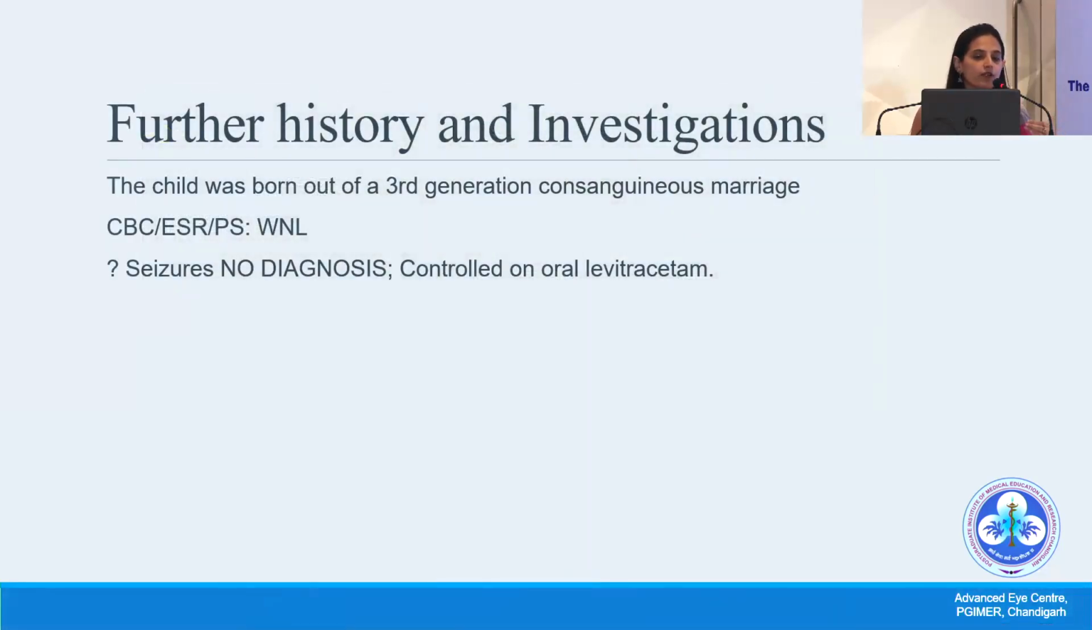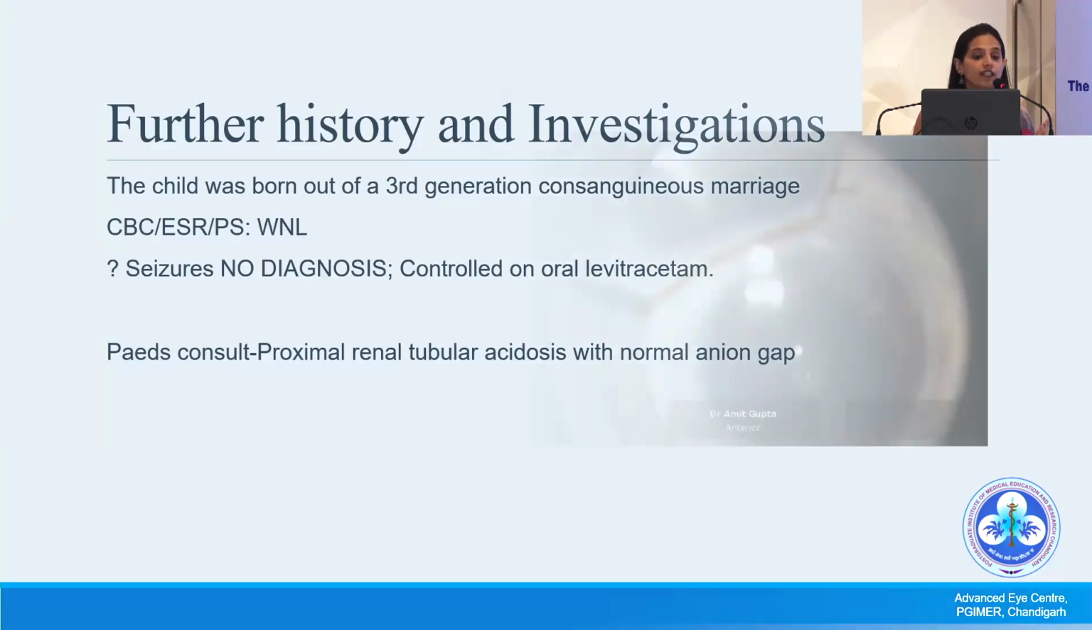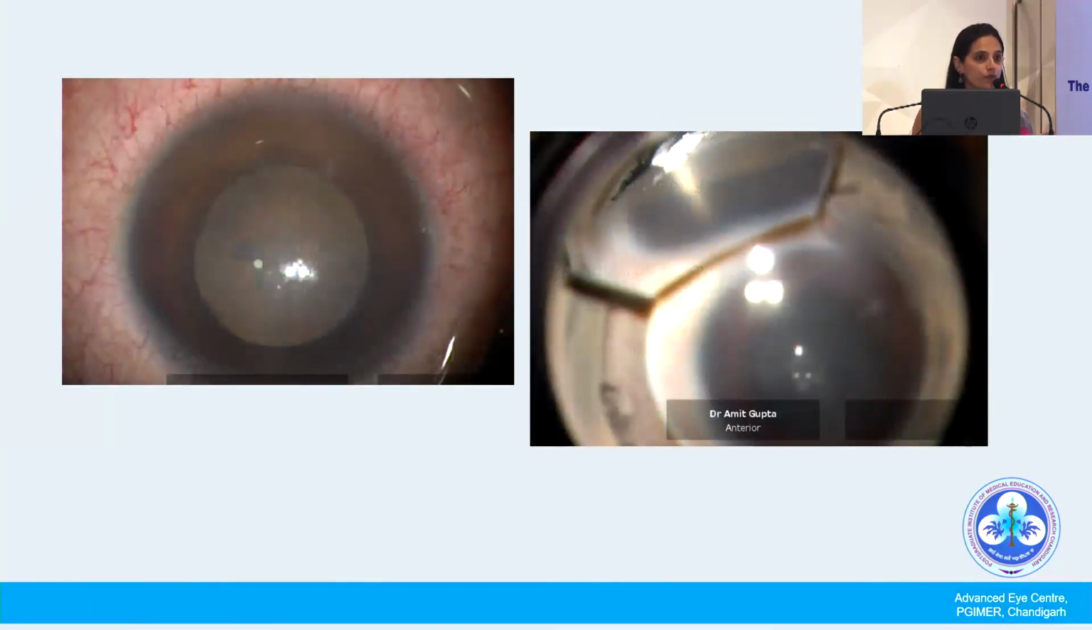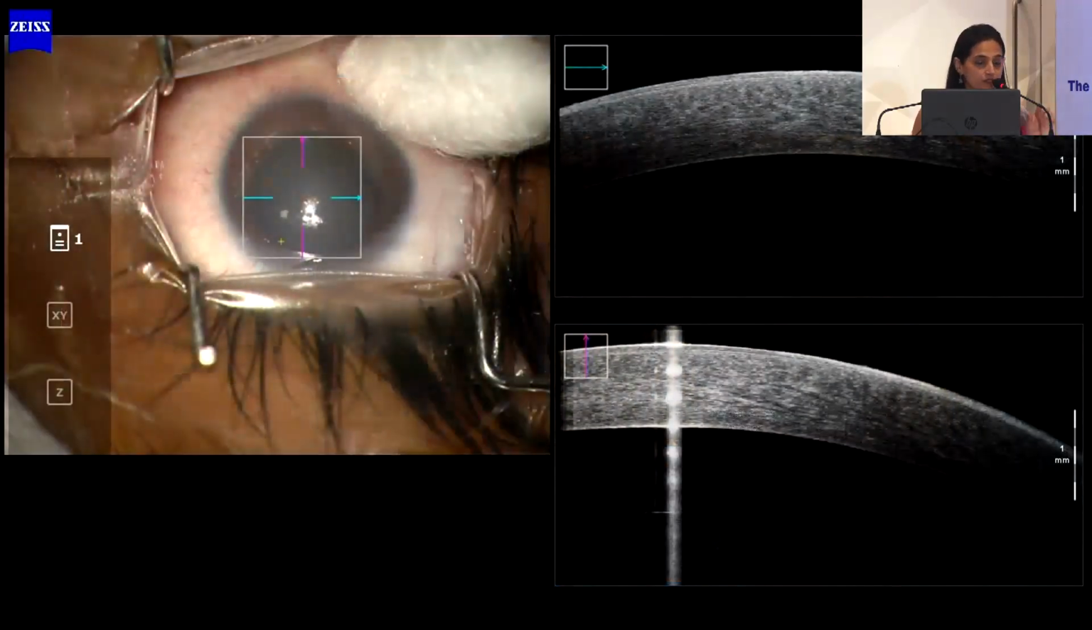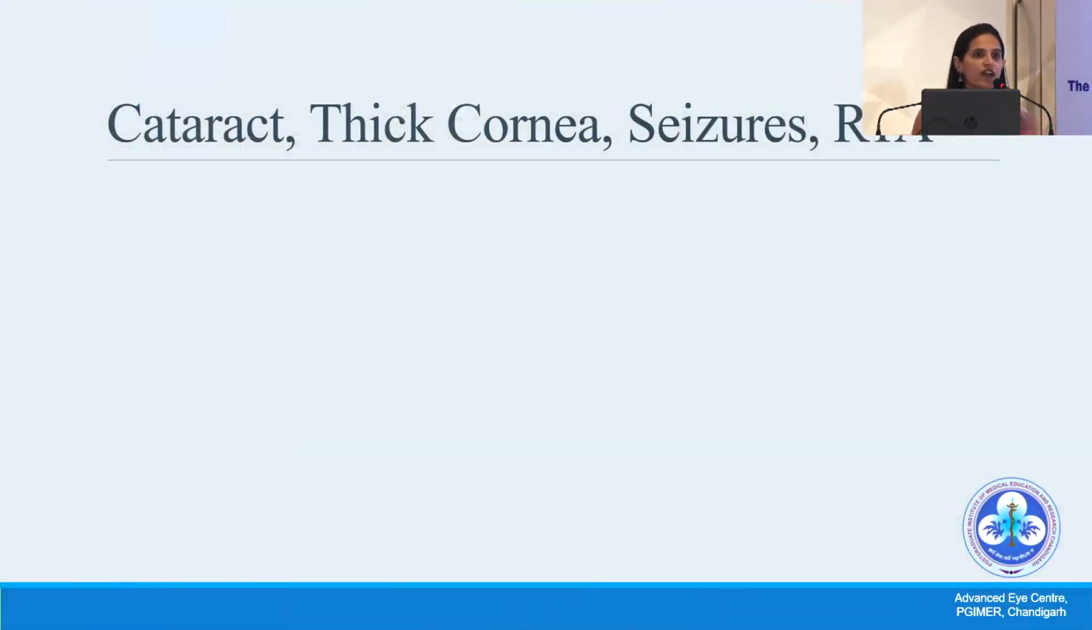But when I got a peds consult, the father came up with a history of seizures, because it's a social stigma in our part of the world. Sometimes parents do not tell that the child was controlled on drugs, and he did have renal tubular acidosis. When the pediatrician told me renal tubular acidosis, I again looked at the cornea. Now I knew what I was looking for, and there was a thickened cornea. It was cataract, cornea, seizures, everything put together. It was a case of hereditary endothelial dystrophy, which I passed as normal myself.